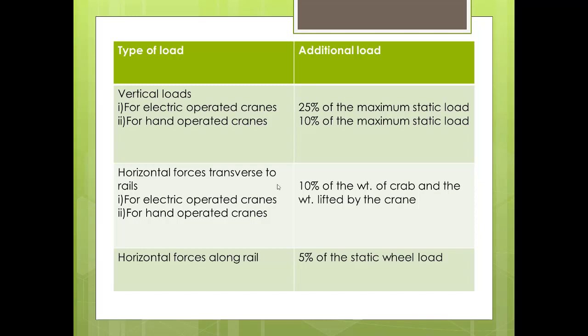Similarly, for horizontal forces transverse to the rails, for electric operated cranes and for hand operated cranes also, we use the additional load of 10% of the weight of crab and the weight lifted by the crane. Next, the horizontal forces along the rail should be 5% of the static wheel load.